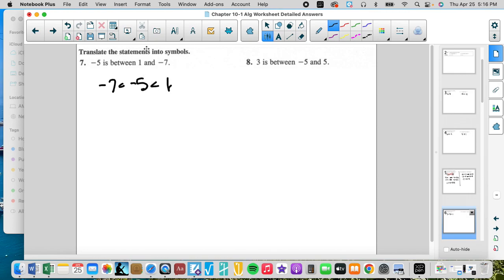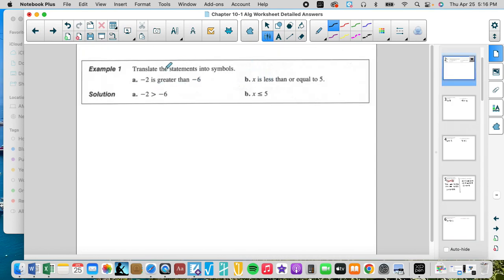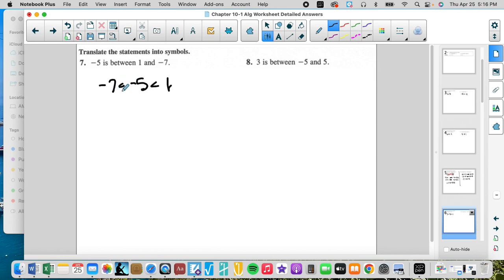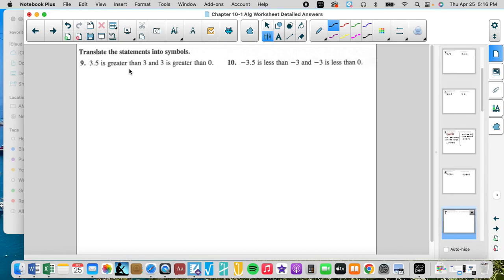I don't know, was there an example with that? Is between? No. That's an interesting one. I don't know if we do the equal sign or not, but that's how I would write it. 3 is between -5 and 5. That's how I would put 3 between -5 and 5. It's an interesting one. 3.5 is greater than 3, and 3 is greater than 0.